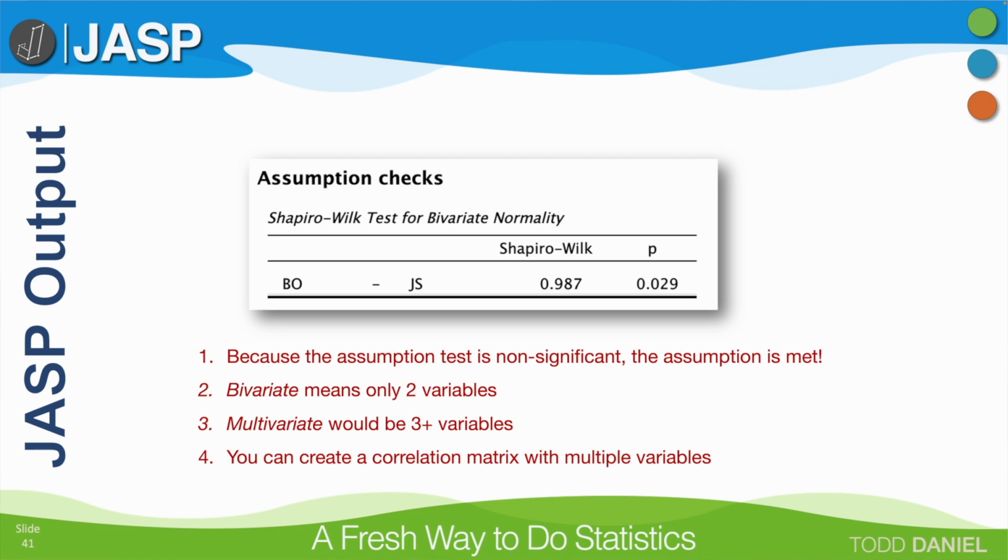Bivariate means only two variables. If we had multiple variables, that would be multivariate. And we can create a correlation matrix with those multiple variables.